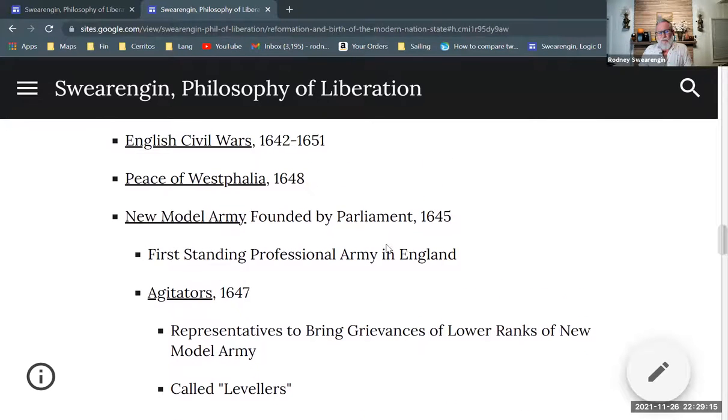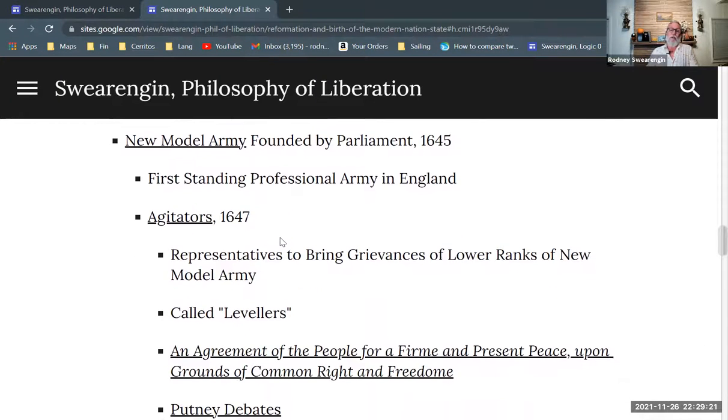In the midst of the English Civil Wars, the New Model Army is founded. So this is an army on a new model. And so it's the first standing professional army in England. And now will just become a permanent feature of England, which up until this point, they did not have a standing army. They would call up armies as needed. And then people would go back into their civilian lives. Here we have permanent army officers who are professional soldiers. That's all they've ever done. That's all they know. And they're just waiting for the next conflict.